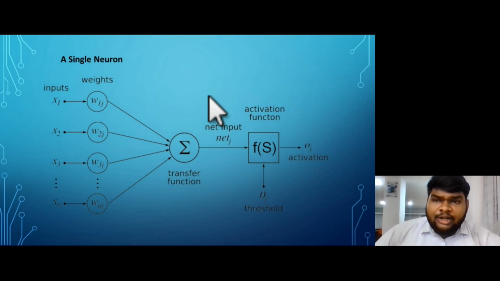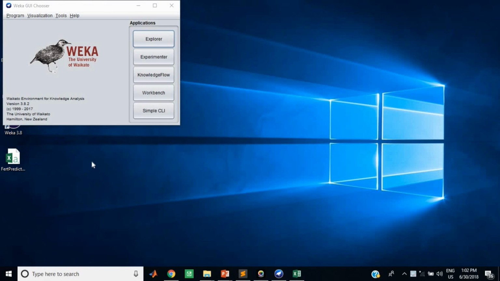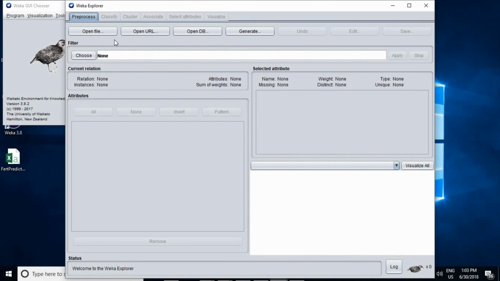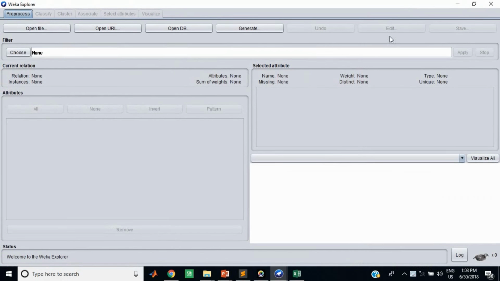So let us understand what a neural network is. A neural network is basically a combination of interconnected neurons. And we have visualized our neural network model with Weka, which is a data mining software. So let's proceed with Weka. So this is Weka, a worldwide used software for data mining purposes. We are using this software to mathematically model our neural network. So let's begin.